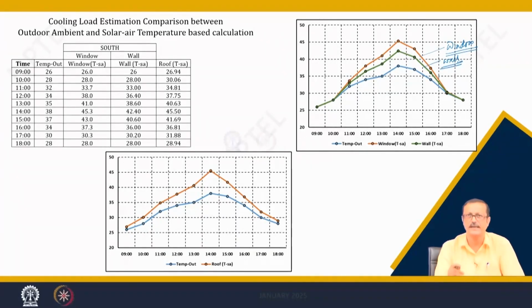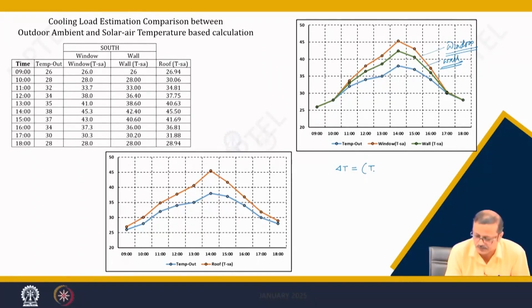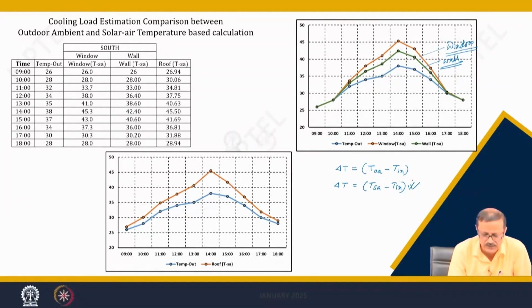So, that means, if you take delta T as the outdoor temperature minus the indoor temperature, or if you take delta T as T SA minus T in, there will be a change, because there is a fluctuation. So, better if I take this one because that will give me the exact scenario, because solar air temperature is the surface temperature outside of any envelope surface. Similarly, if you see in the case of the roof, it is also high.